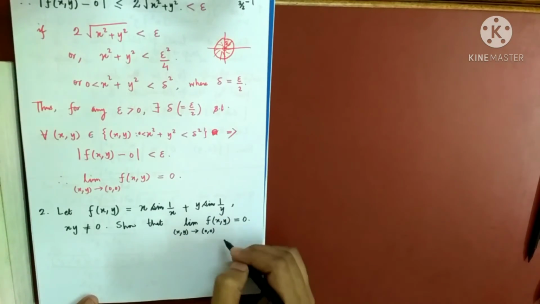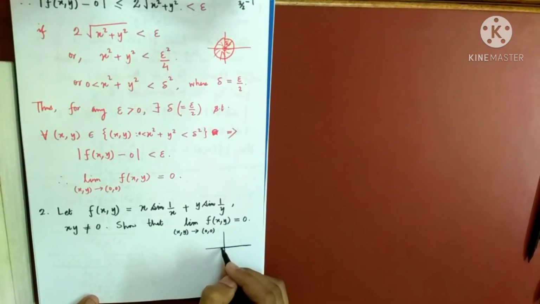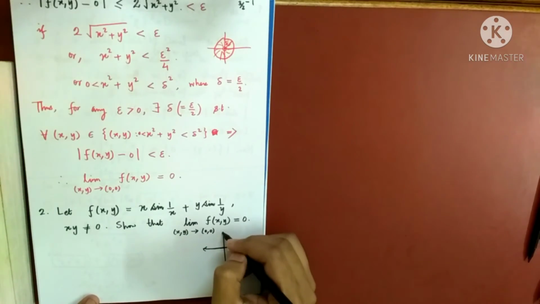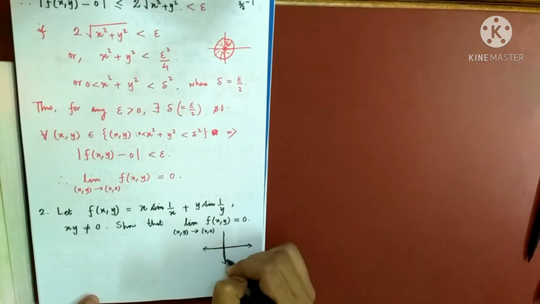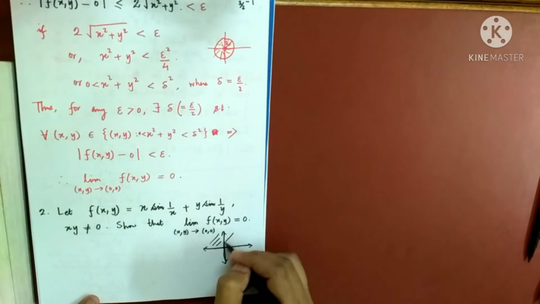That means this time your domain is whole R2, but you are removing the x-axis throughout. So the x-axis is not there in your domain, and the y-axis is also not there in your domain. So leaving these two lines, everything else is in your domain.